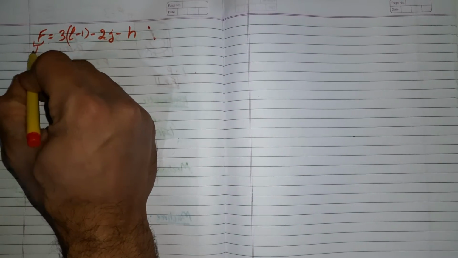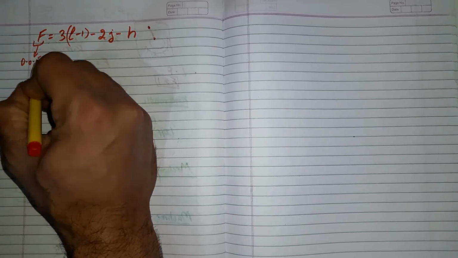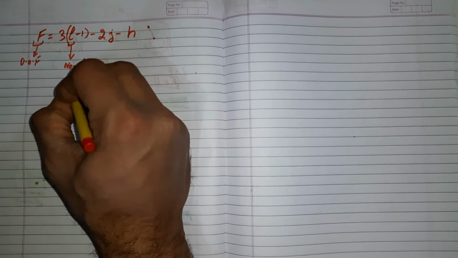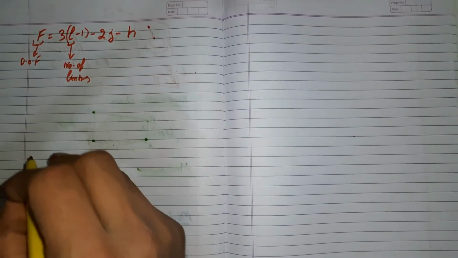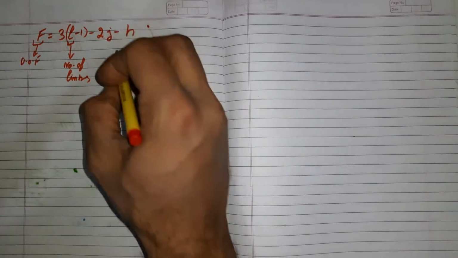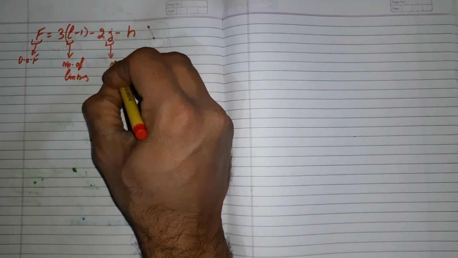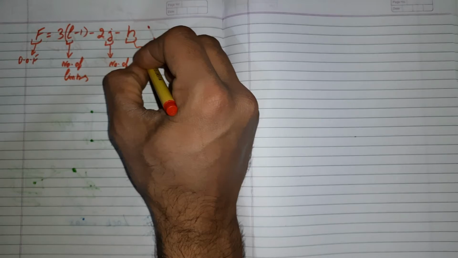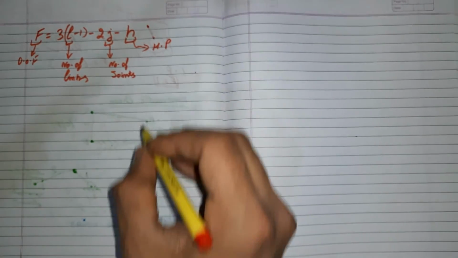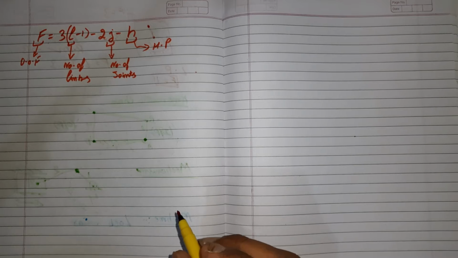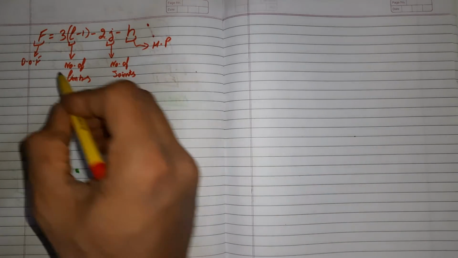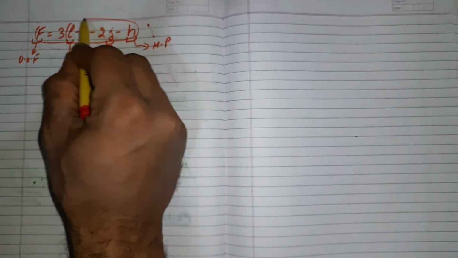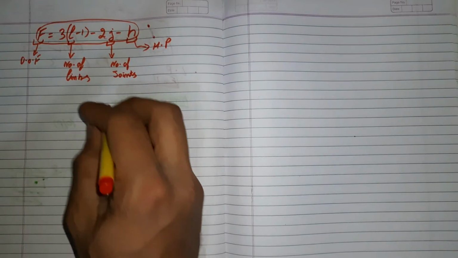Now here this F represents degrees of freedom, this L represents number of links, this J represents number of joints, and this H represents higher pair. Now with the help of this equation we can easily calculate degrees of freedom for mechanisms.